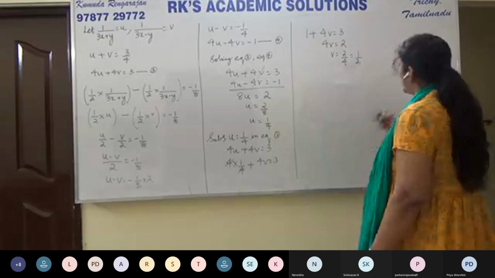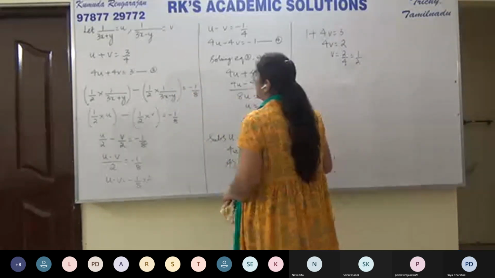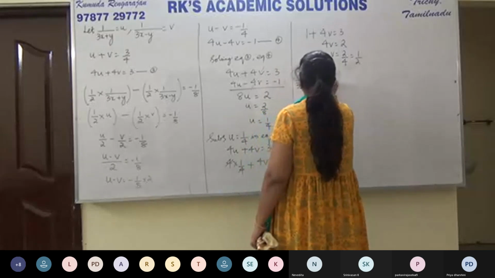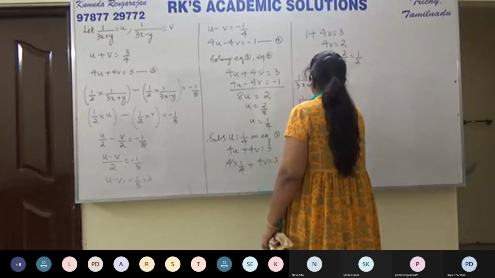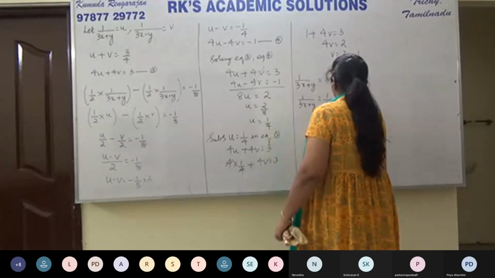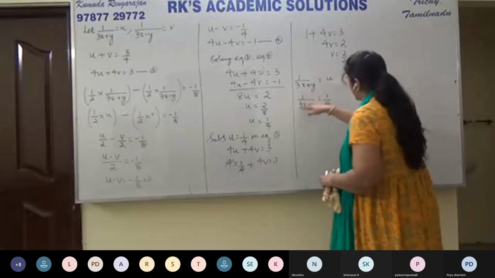So now we found u and v. Now, what is u? 1 by 3x plus y is equal to u. But what is u? 1 by 3x plus y is equal to 1 by 4. Now, taking reciprocals on both the sides, you can cross multiply.